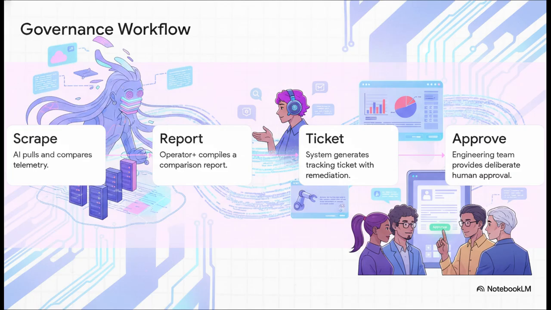Third, the built-in governance structure allows an operator to instantly generate a tracking ticket, like a Jira issue, complete with suggested remediation paths. And finally, those remediation steps are routed directly to your on-call engineering team for deliberate human approval. It gives your team decision-ready insight instantly, but leaves the final call firmly in your hands.